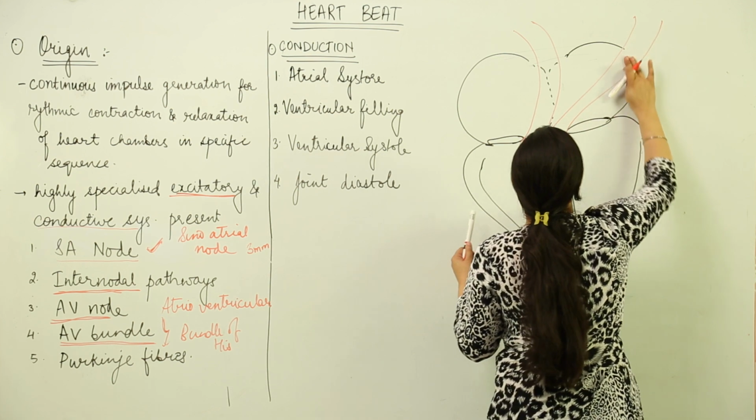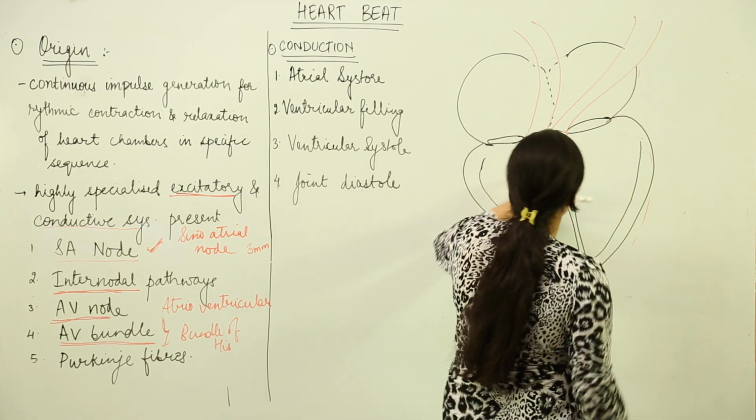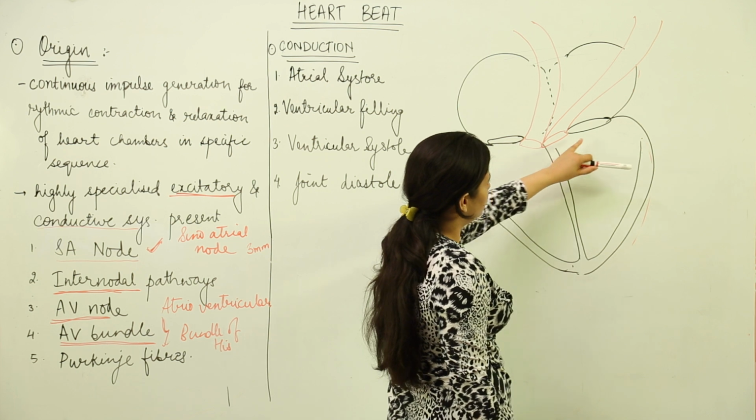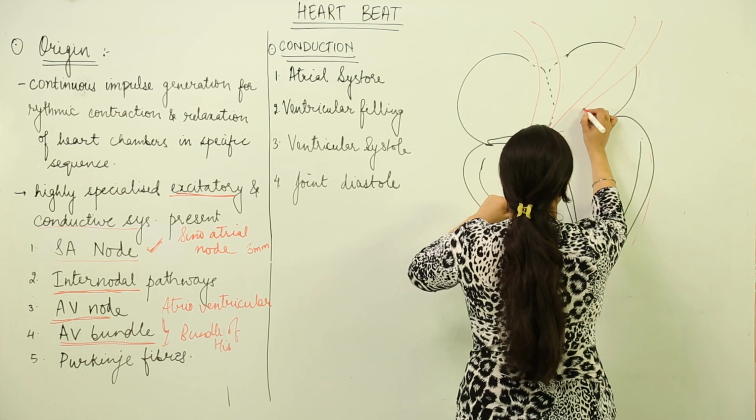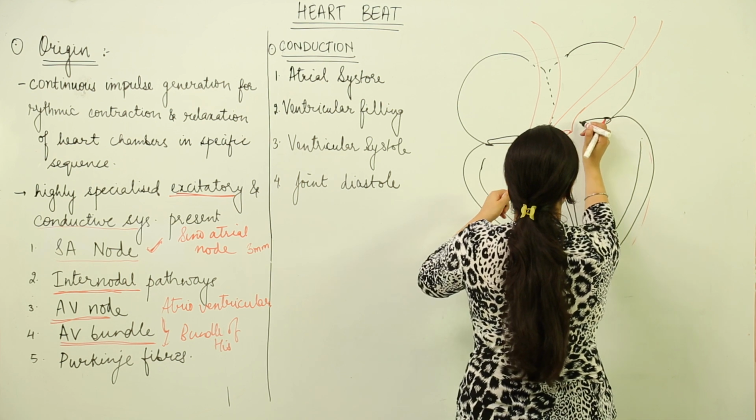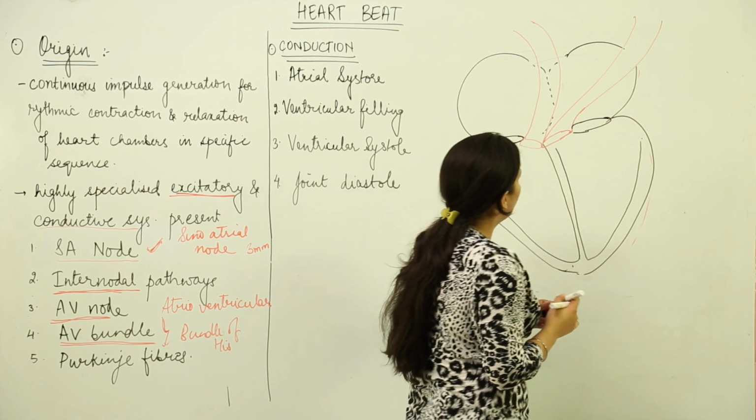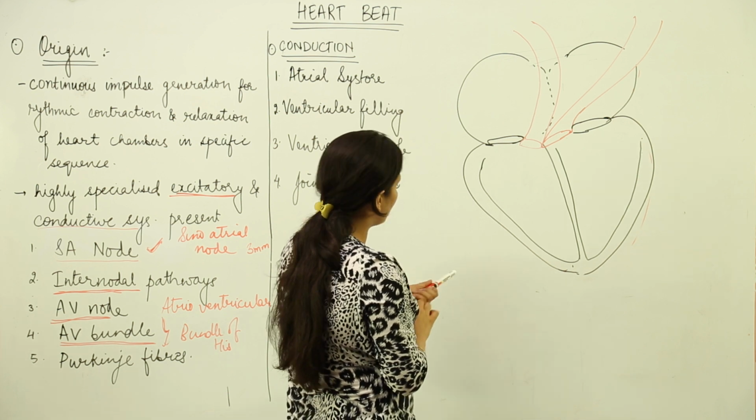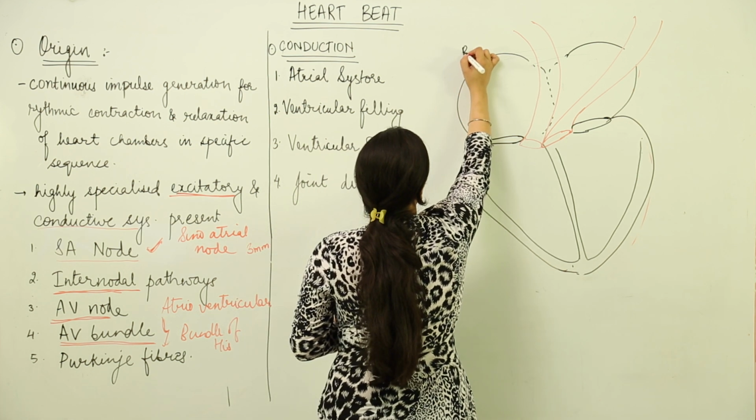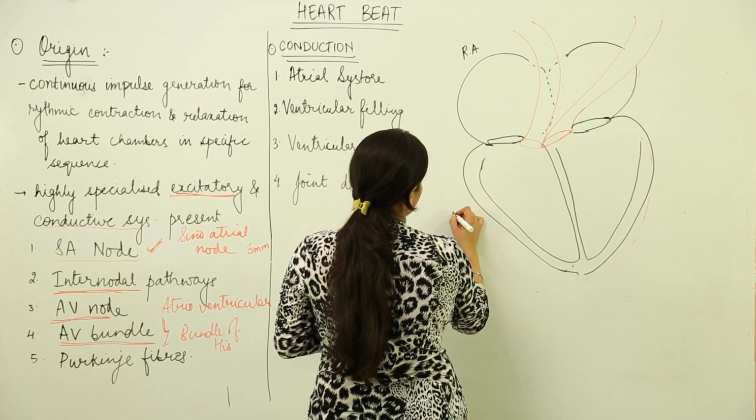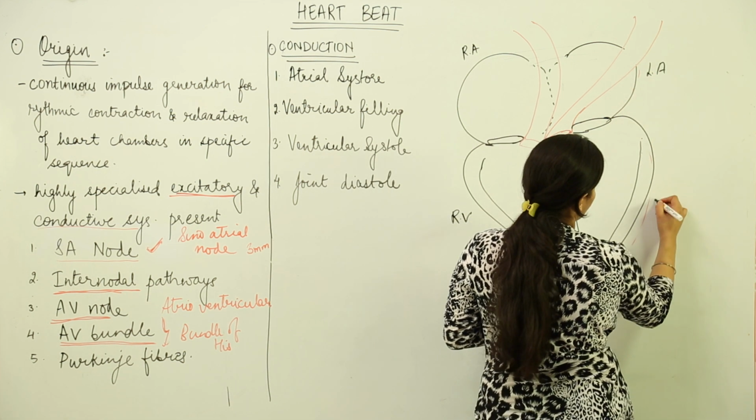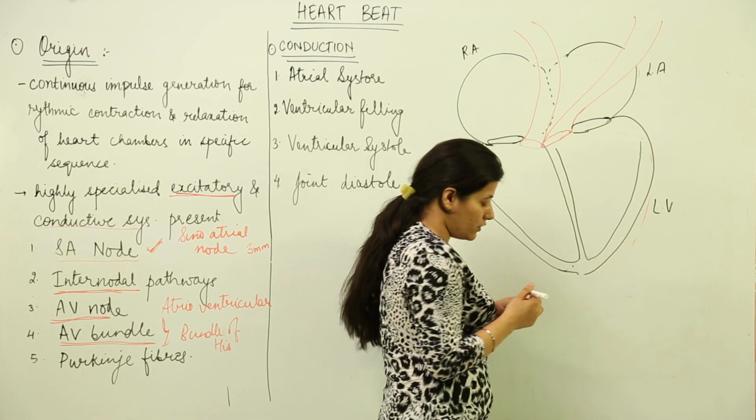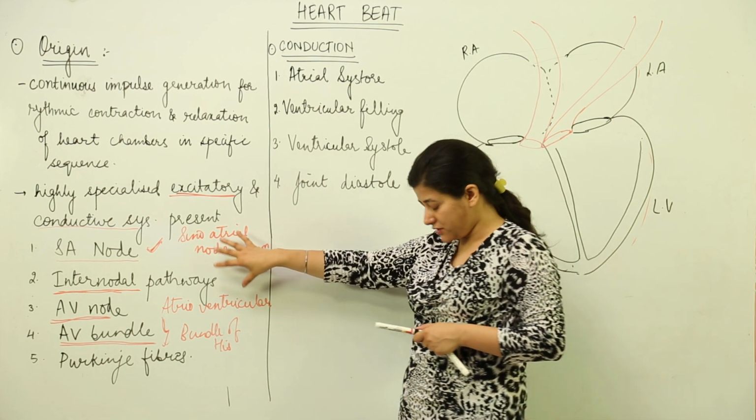Just for representation I have used this, just to make you understand that over here we are having septa and valves which are present for the pumping of blood. Now clearly this is the right atrium, this is the right ventricle, this would be the left atrium and this would be the left ventricle. Now see what was the conductive system that was present.